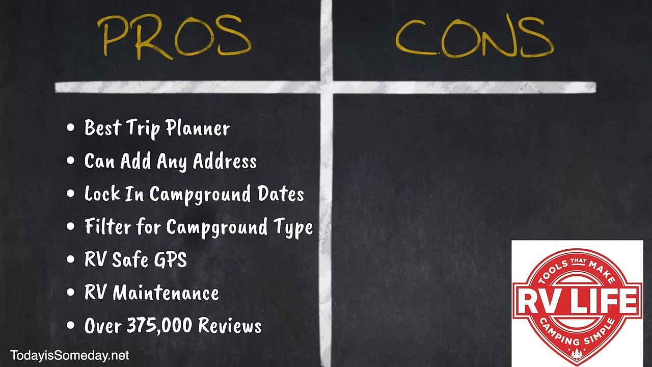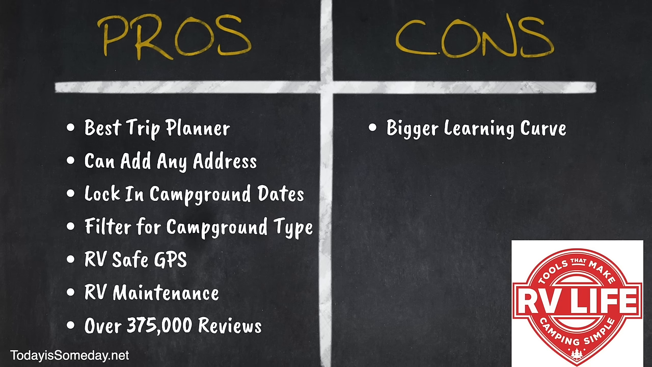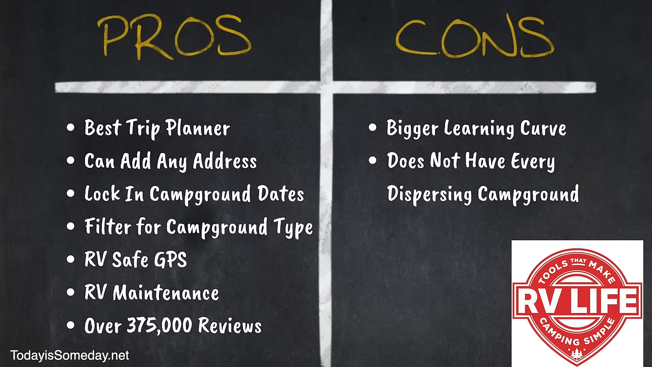Now let's talk about cons with RV Trip Wizard, because there are pros and cons for everything. One of the cons is it is a little more complicated and has a little higher learning curve than the Dyrt. So if you just need something basic, the Dyrt might actually be better for you. And also it lacks a lot of the BLM and dispersed campgrounds that the Dyrt has. So if your favorite thing to do is to find these types of campgrounds, RV Trip Wizard is not going to have everything you're looking for.